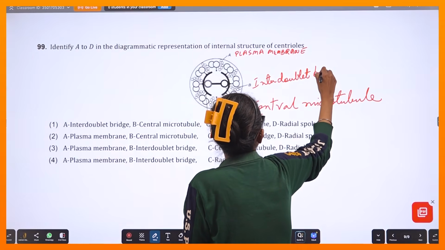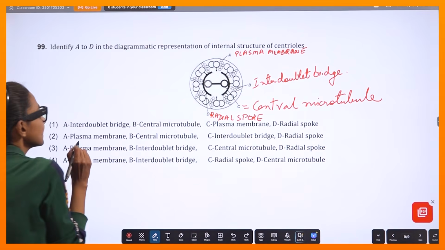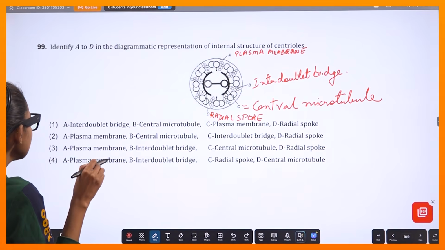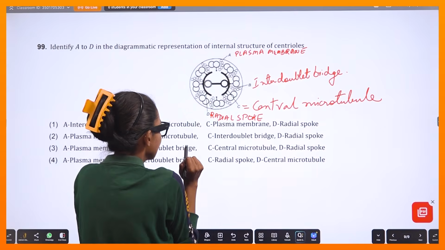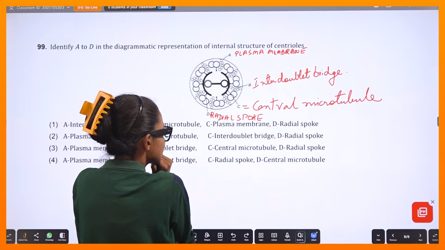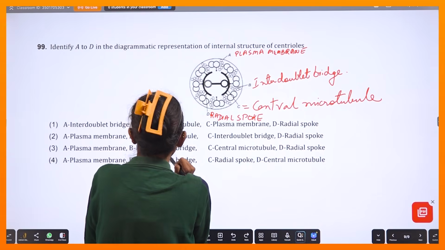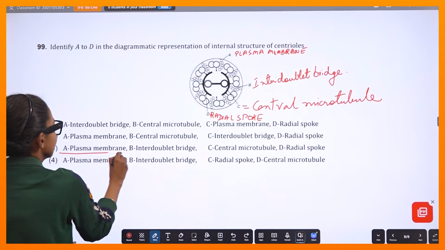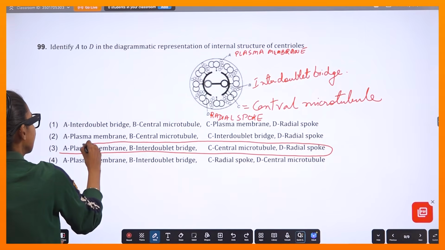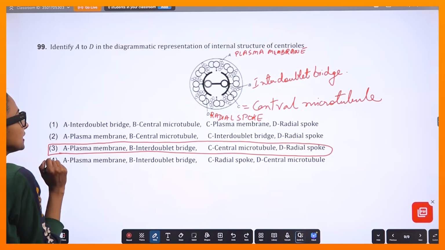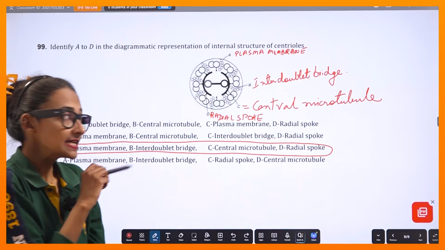Interdoublet bridge. Right? So plasma membrane, B is interdoublet bridge, correct? Okay. C is central microtubule and D is radial spoke, right? So there is only one option like this. See? C central microtubule and D radial spoke. There is only one such option and that's the third option, correct?